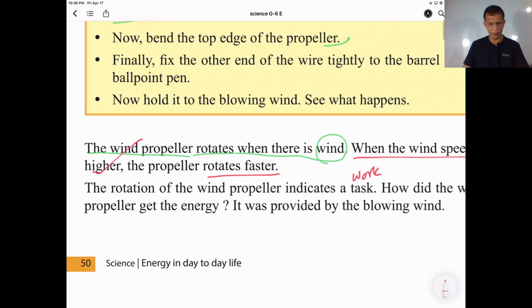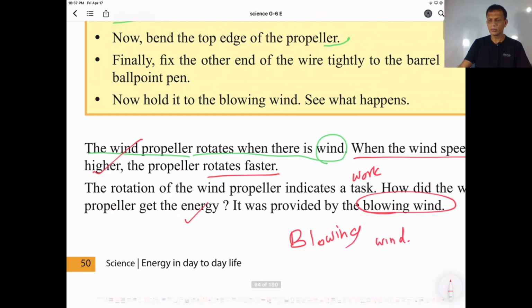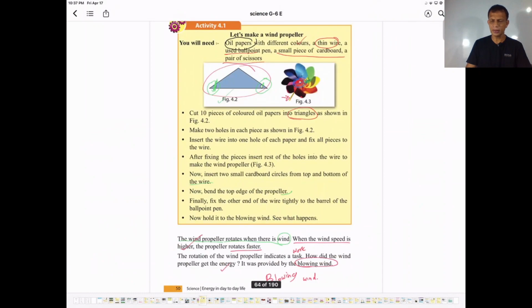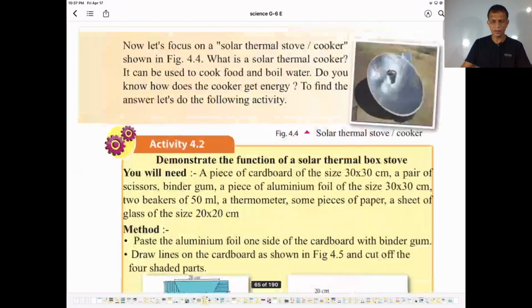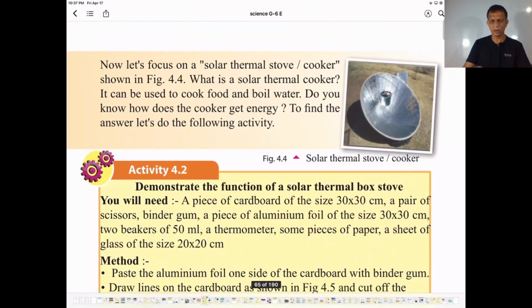How did the wind propeller get the energy? It was provided by the blowing wind. So it is confirmed that blowing wind is an energy source. So when we move to the second activity, it is the solar thermal stove or cooker.